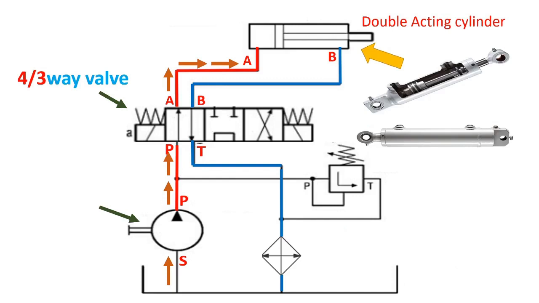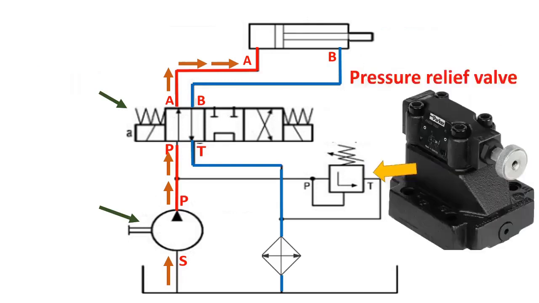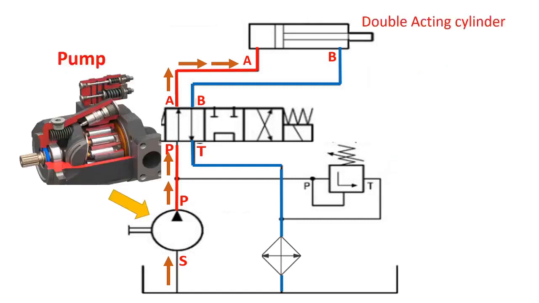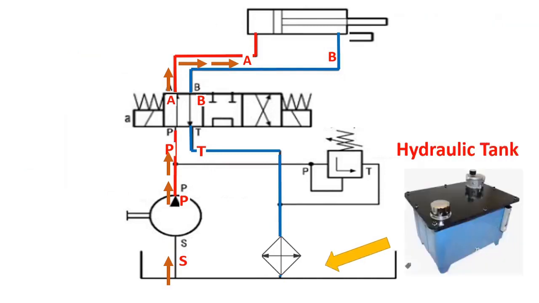This is the symbol and actual picture of a double acting cylinder, 4/3-way directional control valve, pressure relief valve, hydraulic pump, hydraulic filter, and hydraulic tank.